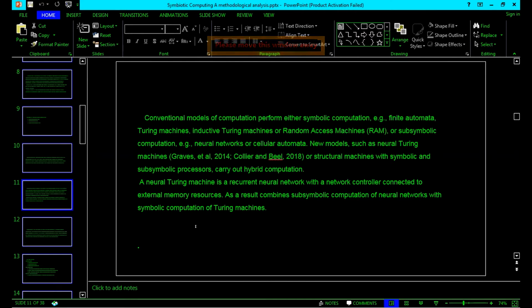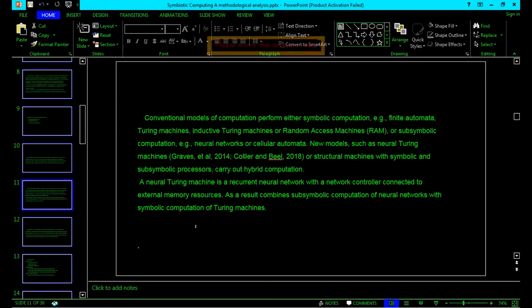Conventional models of computation perform either symbolic computations, for example, finite automata, Turing machines, inductive Turing machines, or random access machines, and sub-symbolic computations, for example, neural networks or cellular automata. New models such as neural Turing machines or structural machines with symbolic and sub-symbolic processors carry out hybrid computation.